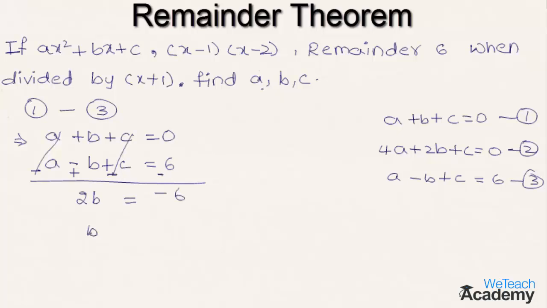Now let us transfer 2 to the right hand side. So we get b is equal to minus 6 divided by 2. By simplifying here, we get 2 1 time is 2 and 2 3 times is 6. Therefore, we get the value of b as minus 3.